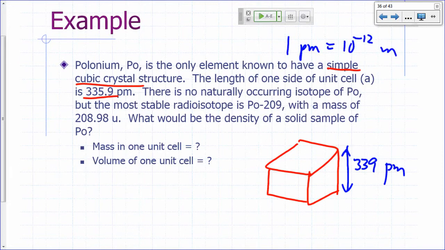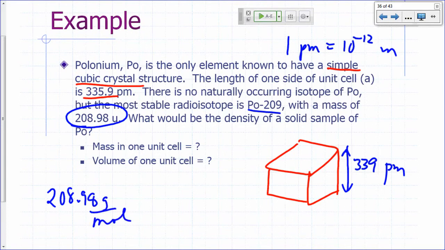Okay? And there is no naturally occurring isotope of polonium, but the most stable radioisotope is polonium-209, which has a mass of 208.92 atomic mass units. So the molar mass is 208.98 grams per mole. Okay. We can actually calculate the density of a solid sample of polonium based on this information. How would you calculate the density?